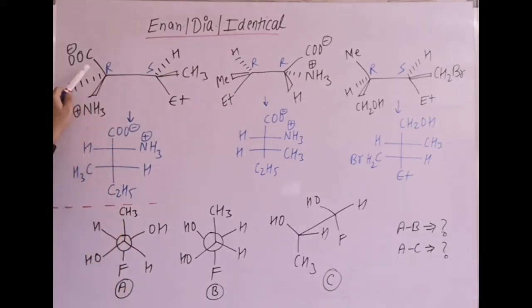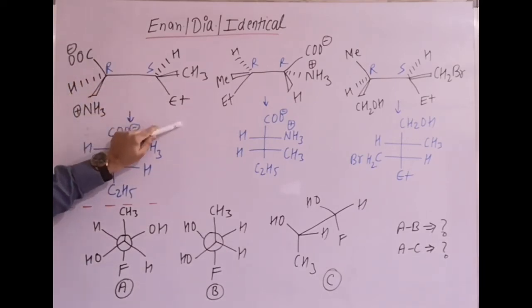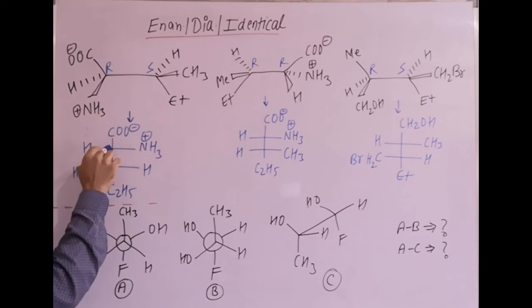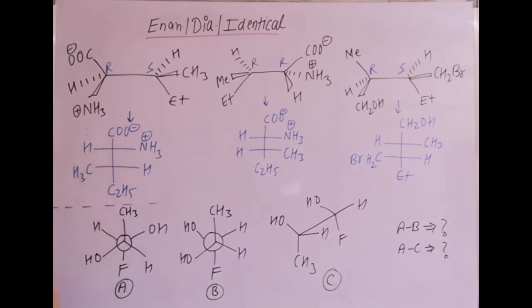So for this one, we write the Fischer projection. Firstly, to write the Fischer projection, we know the maximum carbons lie in the vertical chain, vertical line, and the highest priority group should be the most oxidized carbon, or we can use IUPAC also. So here we start with the COO minus, 1, 2, 3, 4, 5. What are the chiral centers? At the second carbon and third carbon. So here, applying the same, COO minus first, second, third, fourth and fifth.